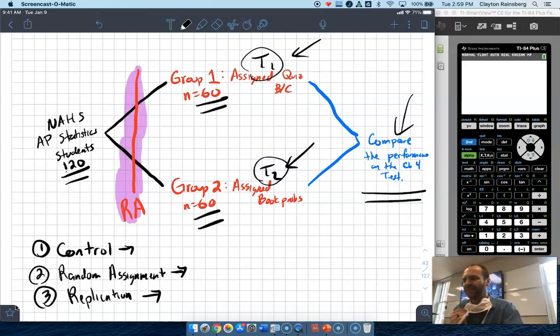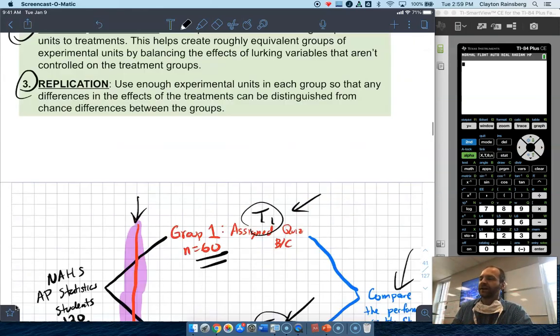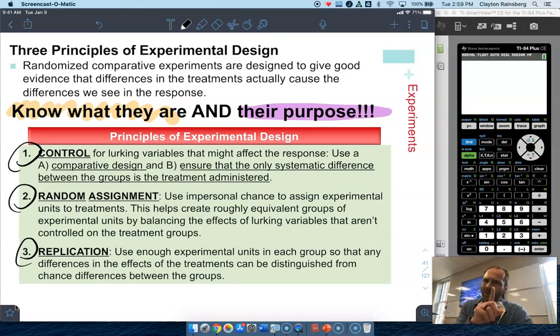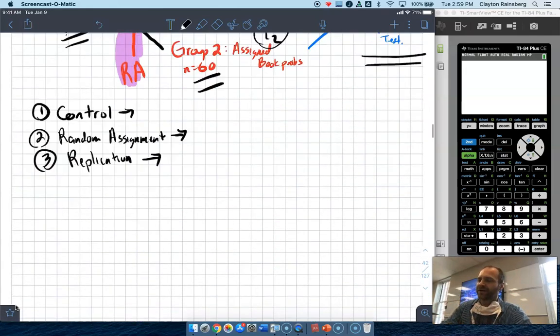Random assignment. Well, I make sure I do random assignment because it balances the effects of any confounding variables that may be behind the scenes. And I do replication so that I have enough subjects so that when the treatment's there and I get my results, I know it's not because of chance, but because of the treatments. So always go back to this. It's one slide, but it's a really, really important slide.